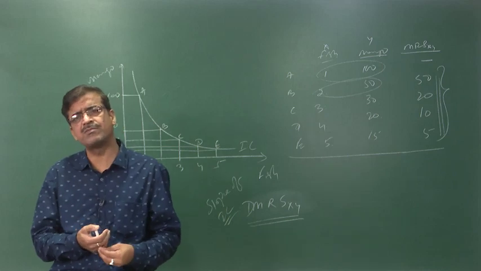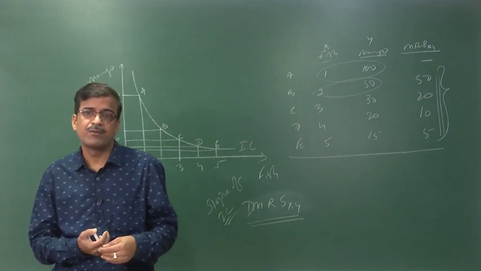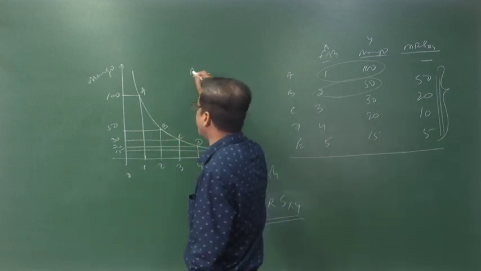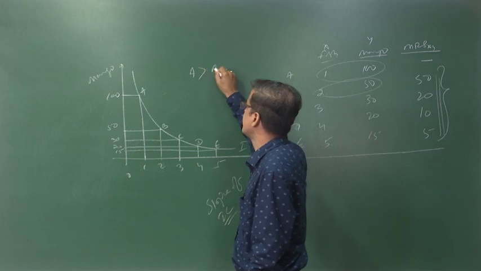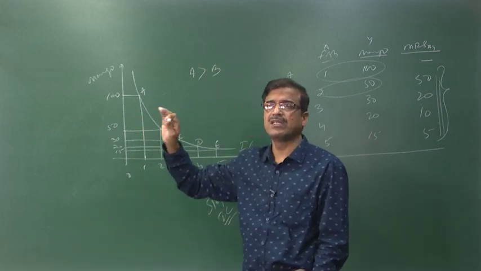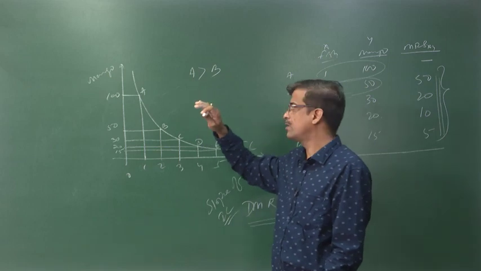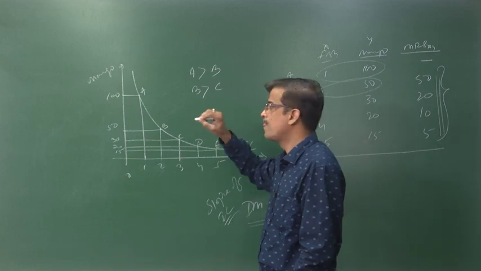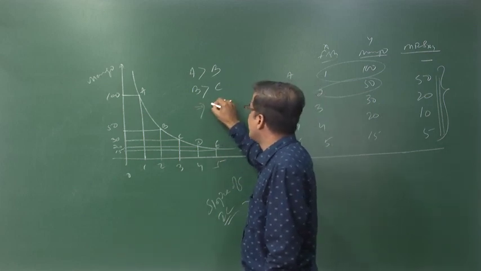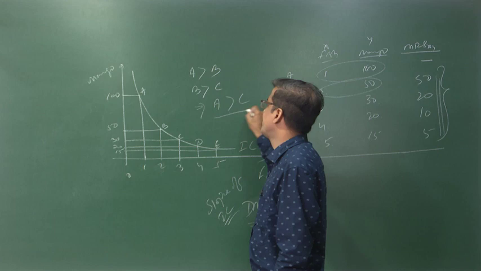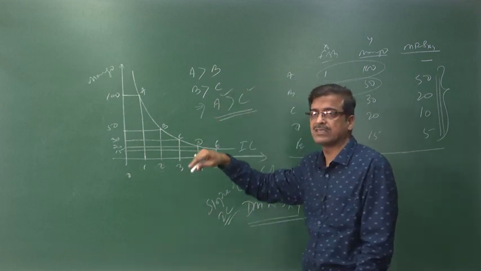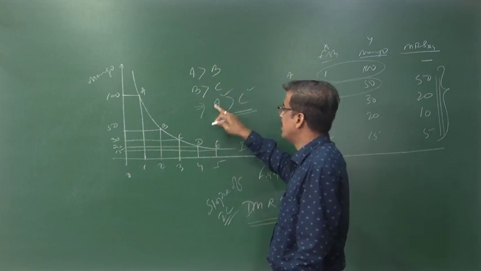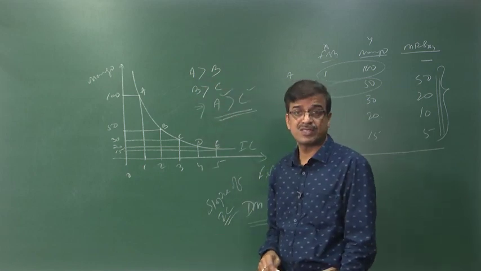And the next most important term is called transitivity. What is the meaning of transitivity? Transitivity means, suppose combination A provides more satisfaction than B. If combination A provides more satisfaction than B and B provides more satisfaction than C, then what do you find? A is greater than C. That means A provides more satisfaction than C, right. If A is preferred over B, and B is preferred over C, obviously A is preferred over C.